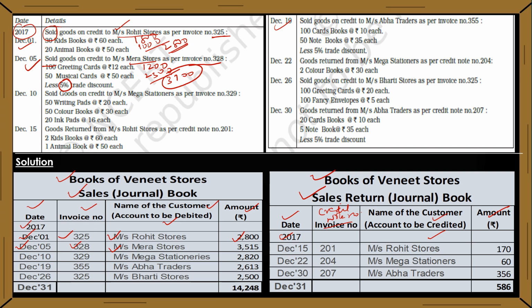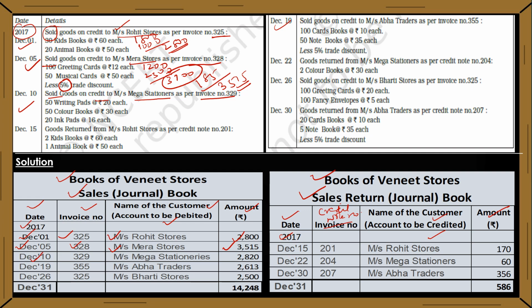So trade discount is 5%. 5% on 3700 is 185. So total of 3515 will be taken to Messrs. Meera Store. See 3515. Okay, next on December 10th, sold goods. Again, sales journal book only. On credit to Messrs. Mega Stationaries as per invoice number 329. So December 10th is the date.